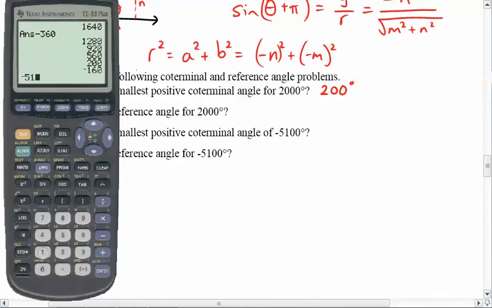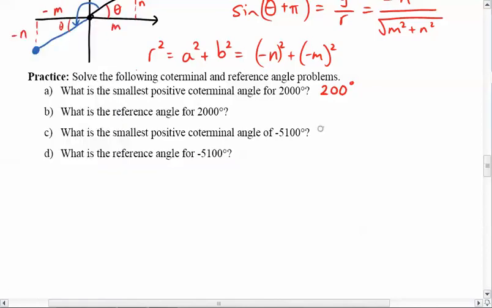Okay, and for negative 5100, you could just add 360 until you get a positive number. Just take my answer plus 360, and then I can just go enter, enter, enter, enter, until I get a positive number. And all of those angles are coterminal.